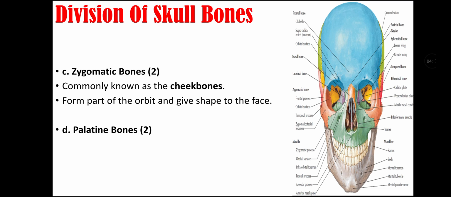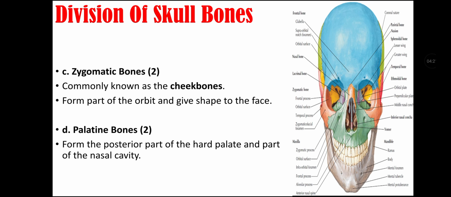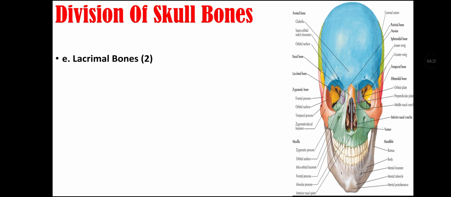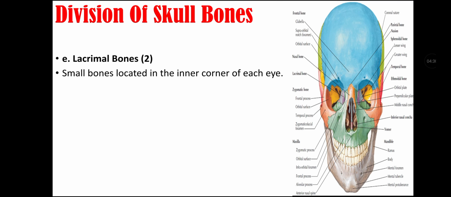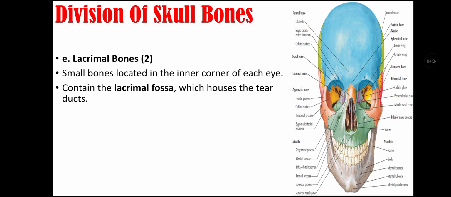Next facial bone we have is palatine bone, that is also the paired bone. It forms the posterior part of hard palate and part of nasal cavity. Next facial bone we have is lacrimal bone, that is also the paired bone. It is a small bone located in the inner corner of each eye. It contains the lacrimal fossa which houses the tear duct.